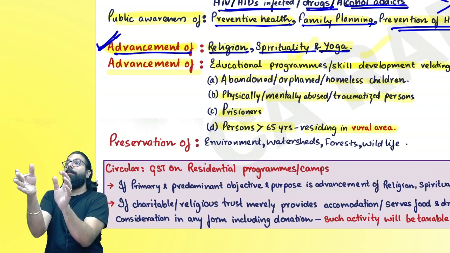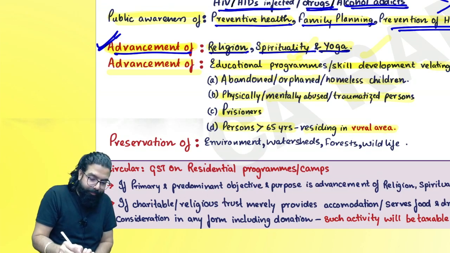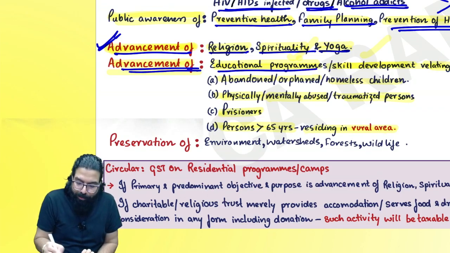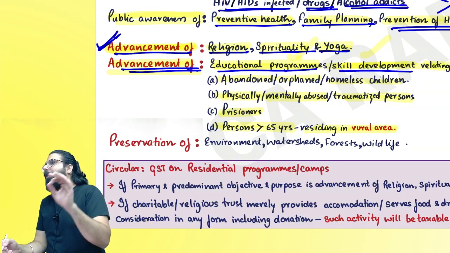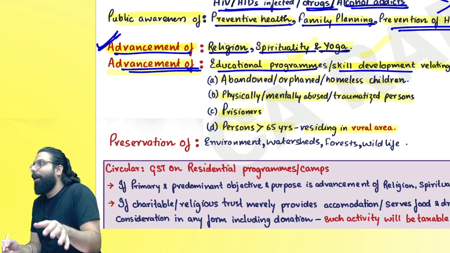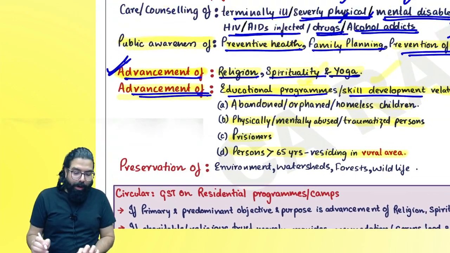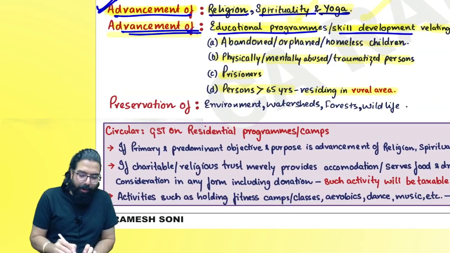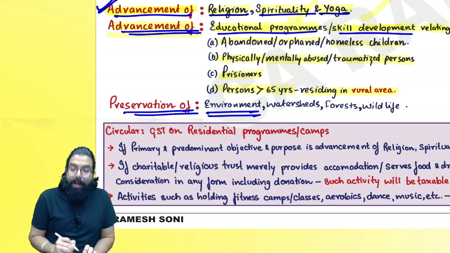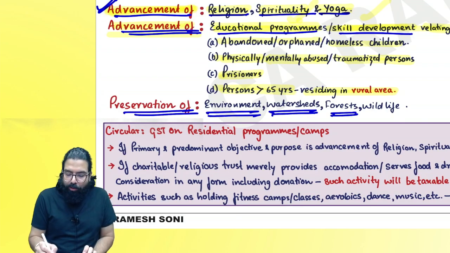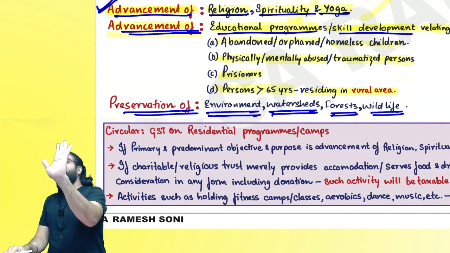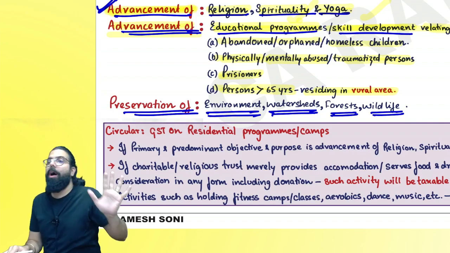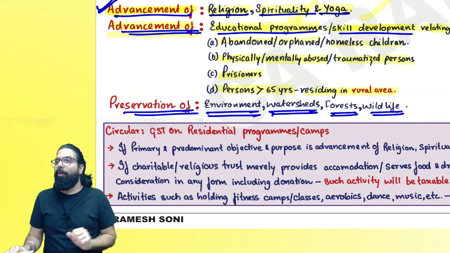And then you are doing charitable activity, which is what, everyone? Advancement of educational program or skill development program, then your activity shall be exempted. Next, everyone, over here is, if you are a charitable institution doing charitable activity, which is what, everyone? Preservation of environment, watershed, forest or wildlife, then whatever amount you go ahead and charge will always be exempted from GST. Can we go ahead, everyone?